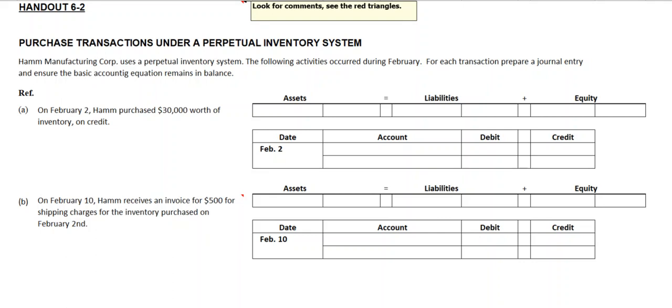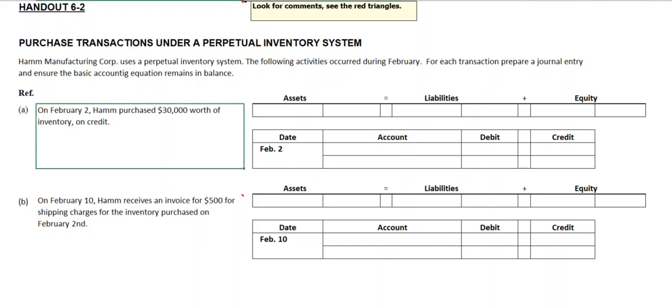In this video, we're going to record basic purchase transactions under a perpetual inventory system. Ham manufacturing uses a perpetual inventory system. The following activities occur during February. For each transaction, we're asked to prepare a journal entry and ensure our basic accounting equation remains in balance.